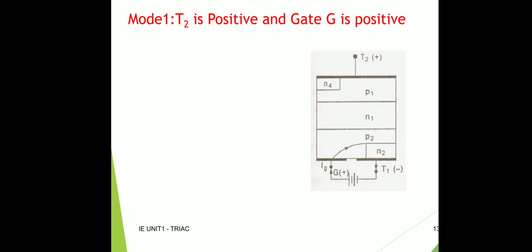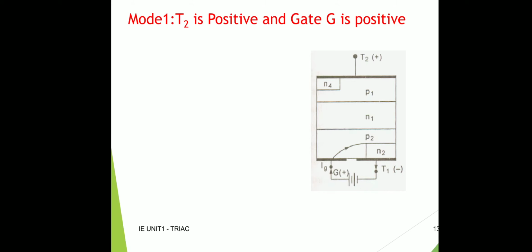First, mode 1. In mode 1, both are positive. T2 is connected to the positive terminal, and the gate is also positive with respect to T1. You can observe in this diagram, T2 is positive, meaning P1 and N4 are connected to positive, and the gate, which is generally with N3 and P2, is positive with respect to T1. That means T1 is connected to the negative.